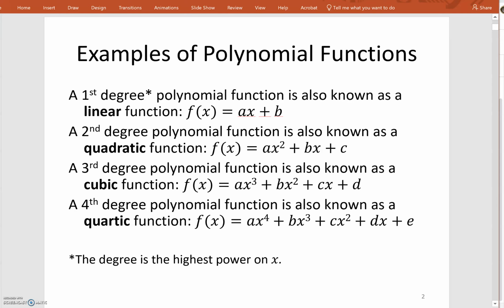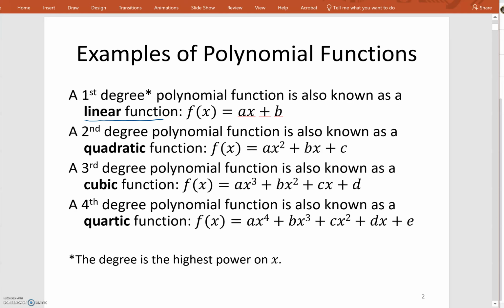So for example, the first one, a first-degree polynomial function. We certainly know this. A first-degree polynomial function is also called a linear function, so that's not new for us. And it has the form f of x equals ax plus b. So a linear function is a kind of polynomial function. So the class of polynomial functions contains linear functions.